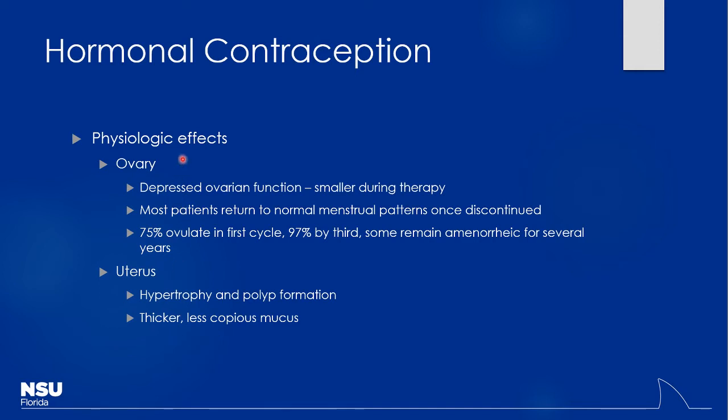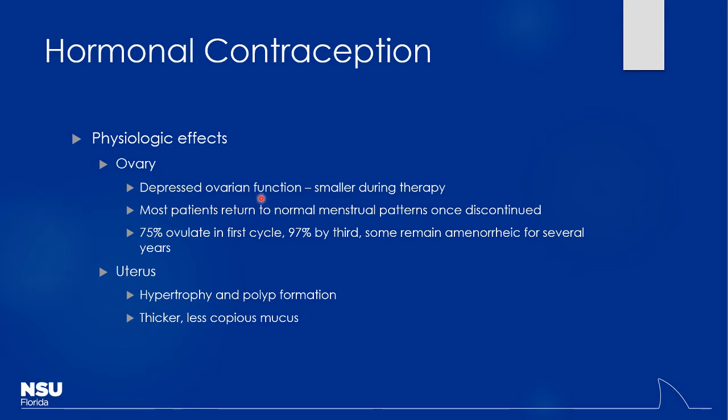So in terms of physiologic effects, by providing these super therapeutic concentrations, you're going to get depressed ovarian function, as I mentioned. The ovaries do get smaller during therapy because, again, just like the adrenal glands get smaller when you're applying glucocorticoids systemically, the same thing happens to the testes with androgens. Same thing happens here, right? You'll typically find, though, that patients will return to normal menstrual function patterns once you discontinue it.